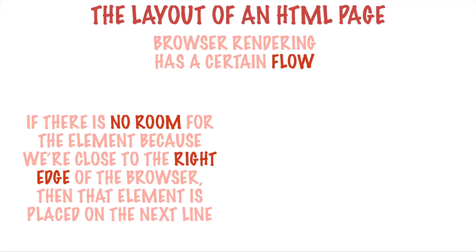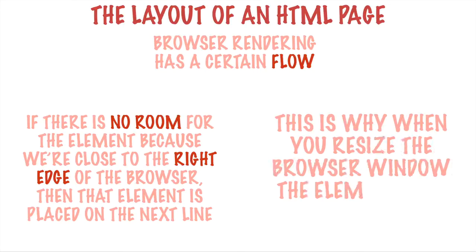The browser figures out the width of each element as it places it from left to right. If there is no room for an element on a line because we are close to the right edge of the browser, then that element is placed on the next line. This is our top to bottom flow.